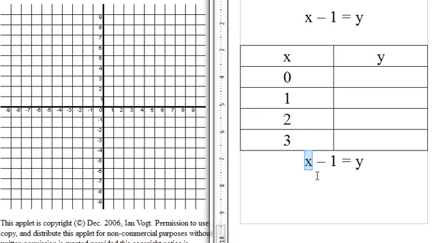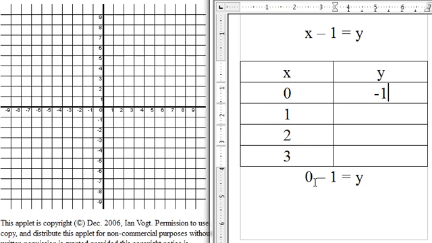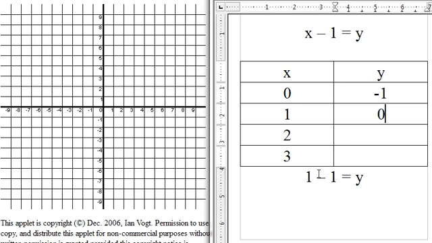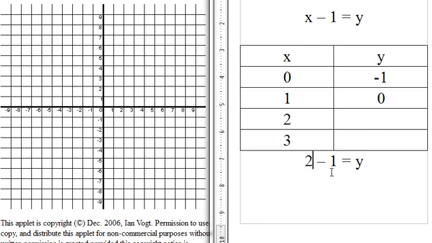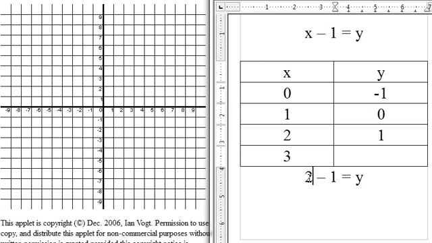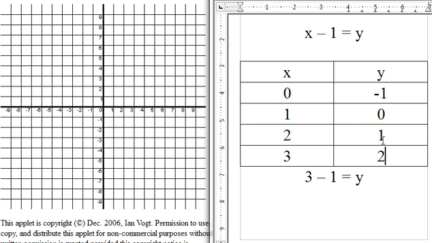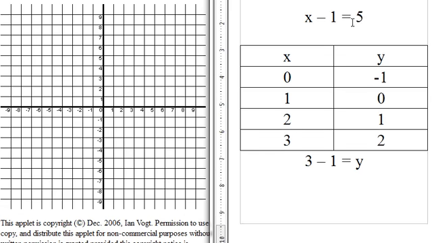So for example, if x was 0, 0 minus 1 is negative 1, so y would be negative 1. Or if x was 1, 1 minus 1 is 0, so y would be 0. If x was 2, 2 minus 1 is 1, so y would be 1. Or if x was 3, 3 minus 1 is 2, so y would be 2. So you can see we get points just by putting in whatever value we like for one variable. We could pick values for y, but we'd be left with something like x minus 1 equals 5, and then we'd have to solve that equation rather than just subtracting values there.